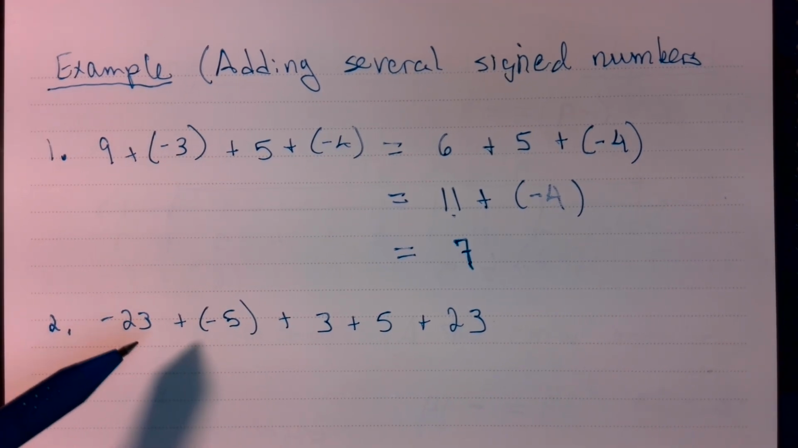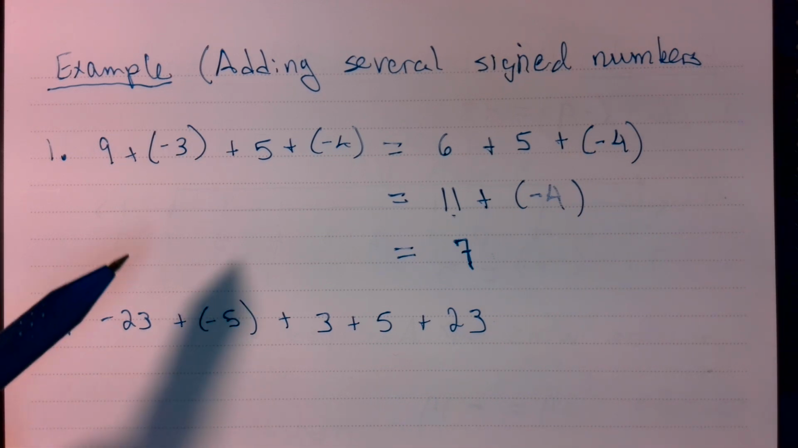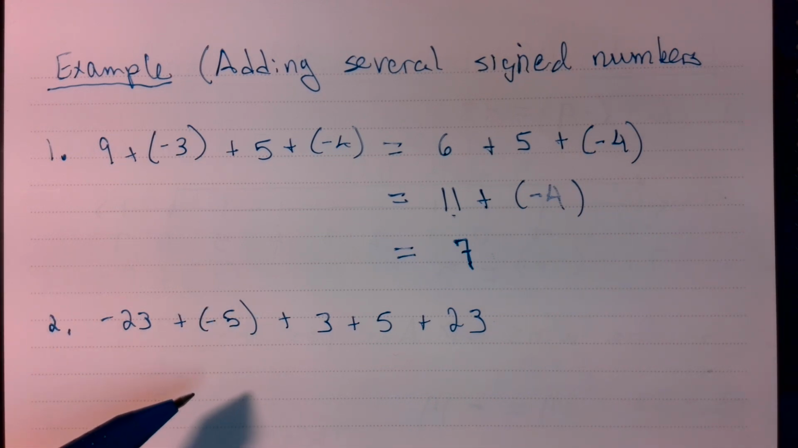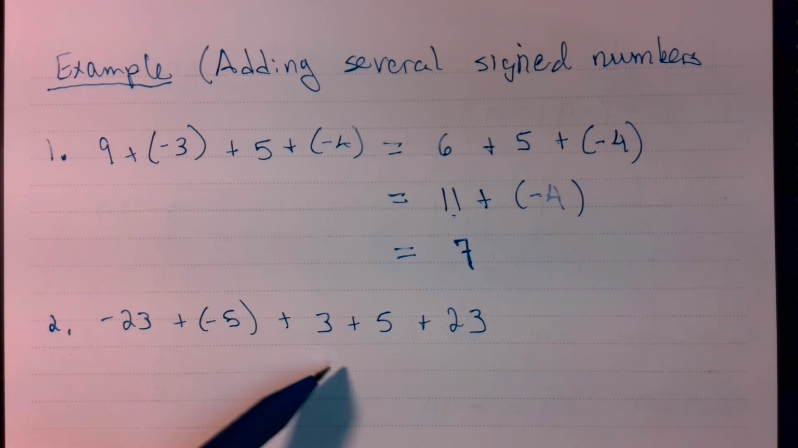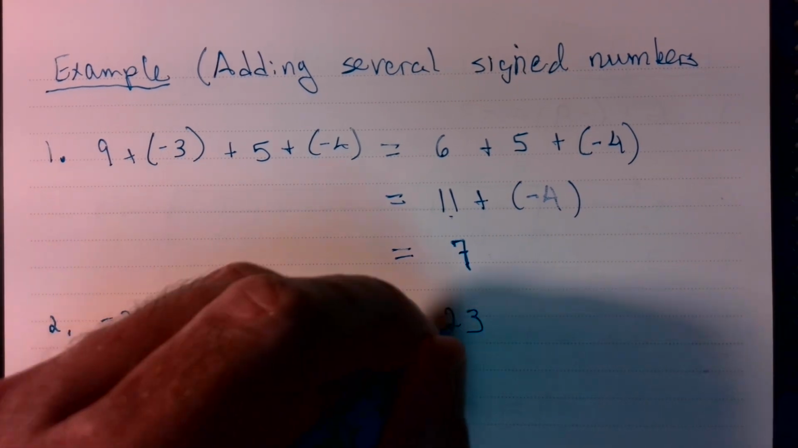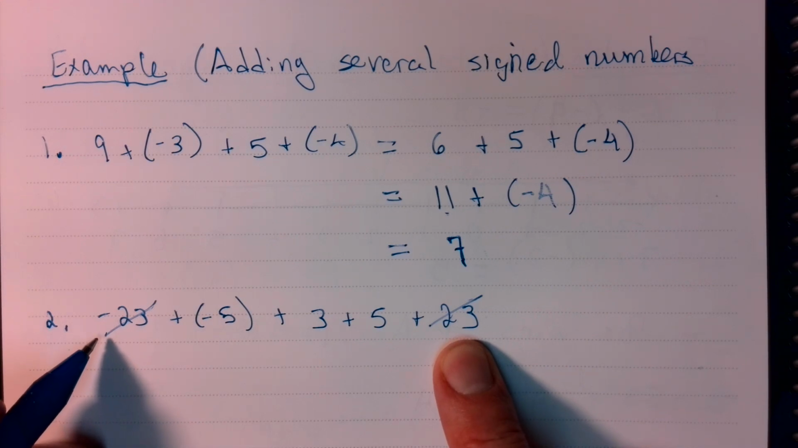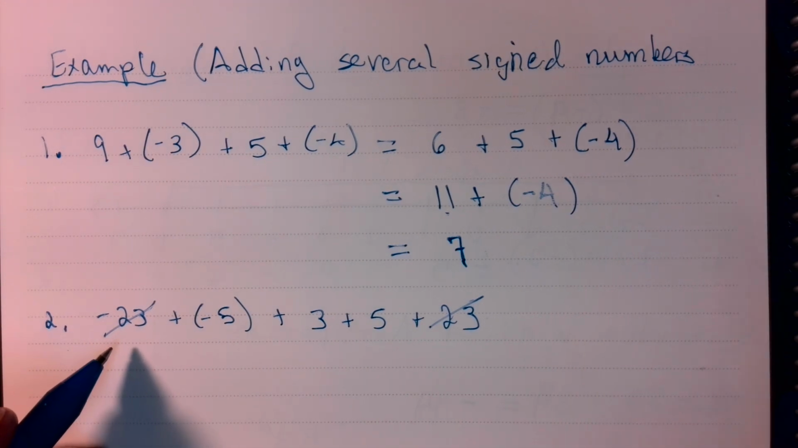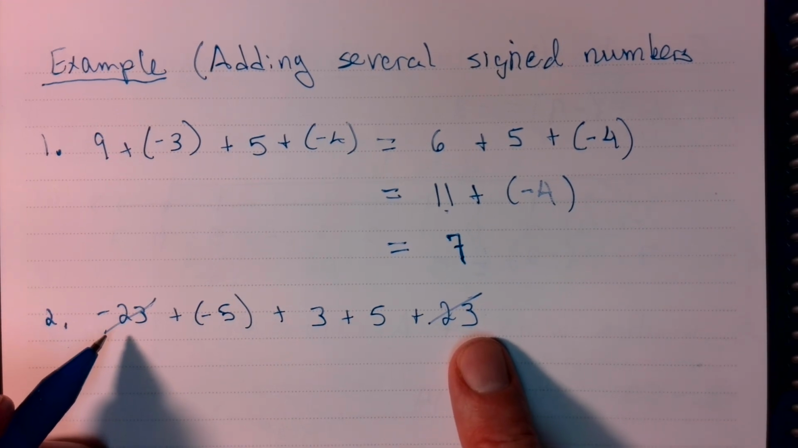Now here, I could proceed in the exact same way. Or I could work smarter, not harder. Look at the whole problem first. Notice we have a minus 23 and a plus 23. Okay, if I have a minus 23 and a plus 23, those guys are going to cancel each other out. I've got numbers with different signs there. And remember, we would do a subtraction there. I do 23 minus 23. So I get 0.